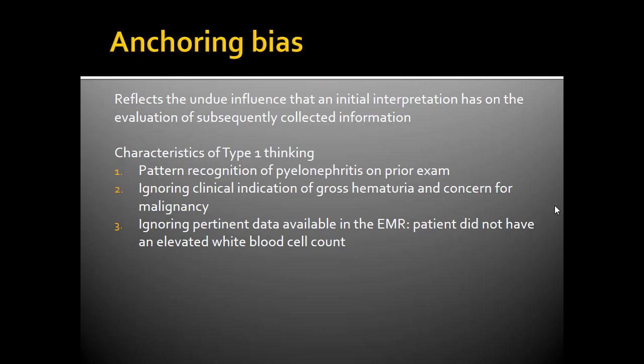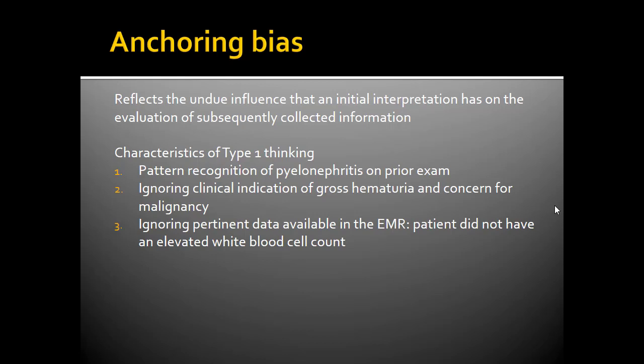Anchoring bias reflects the undue influence that an initial interpretation has on the evaluation of subsequently collected information. In this case, the radiologist incorrectly came to the conclusion that the patient originally had pyelonephritis, and when he encountered new information that was not consistent with pyelonephritis, he was unable to change the diagnosis due to anchoring bias.